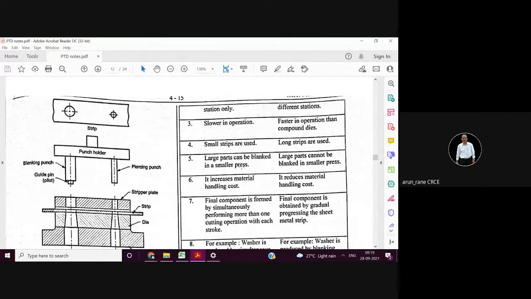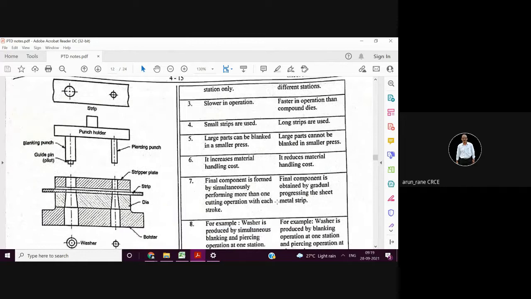Next difference is large amounts can be blanked in a smaller place. Here you need to have a bigger place because the size of the die is more. So in progressive die, the basic advantage is the metal handling cost is less. Whereas here metal handling cost is more.